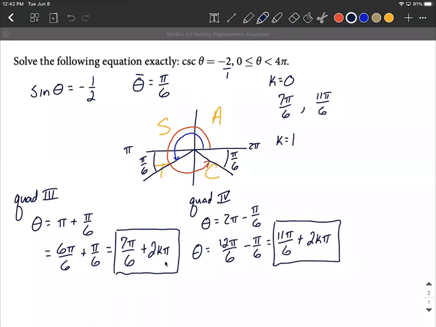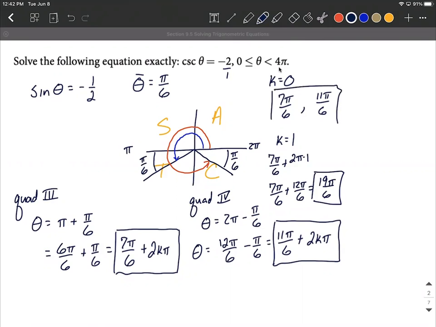But what happens if k is equal to 1? If k is equal to 1, we have 7 pi over 6 plus 2 times 1 times pi, or 2 pi. I'll go ahead and put a times 1 in here as well. But that calculation is going to be 7 pi over 6 plus 12 pi over 6, right? Common denominator again, just rewriting the 2 from 2 pi, so it's 12 over 6. That's going to give us the solution 19 pi over 6, which is still, 19 divided by 6 is smaller than 4.